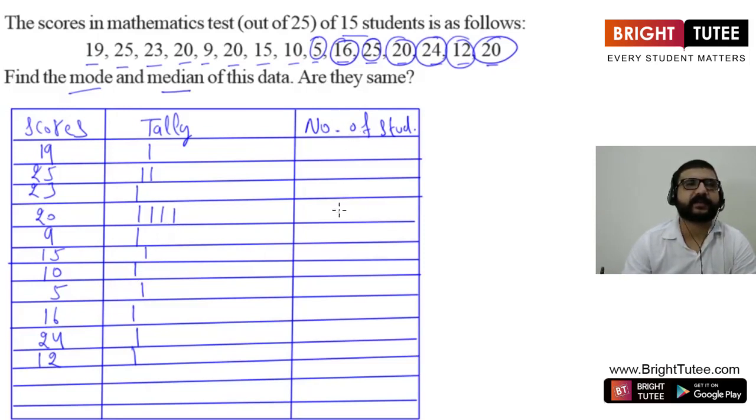Now let's write the frequency of each and every score by seeing the tally. So the score 19 is obtained by only one student, so we will write 1 here, and for 25 there are 2 students, only one student for 23, and for 20 there are 4 students, and then one for every other mark.